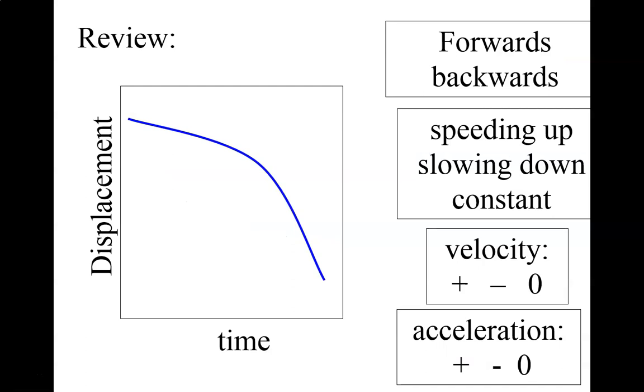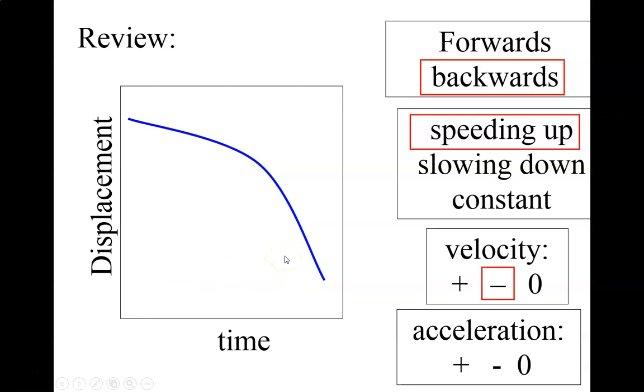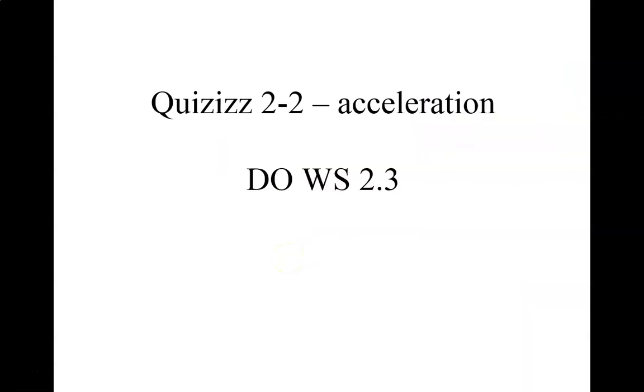Okay. So here we're moving, so get your answers down. Pause it for a second. All right, so we're moving backwards because the line is tilted down. It's speeding up because it's getting steeper. The velocity is negative because it's backwards. And since it's speeding up, the signs have got to be the same. So the acceleration is also negative.